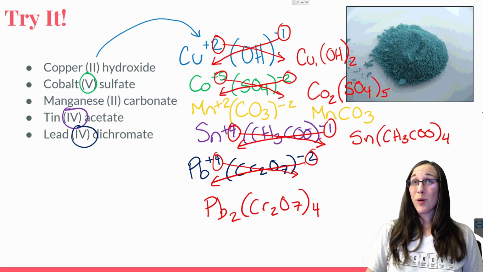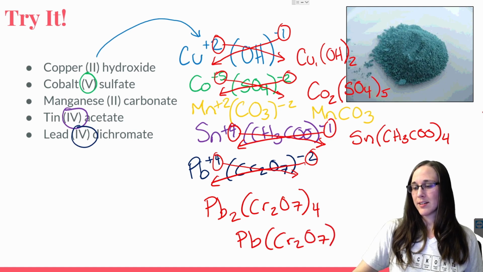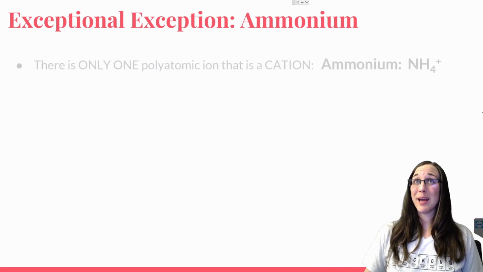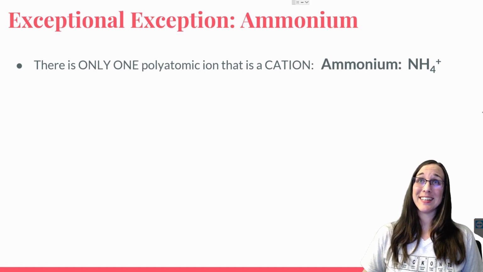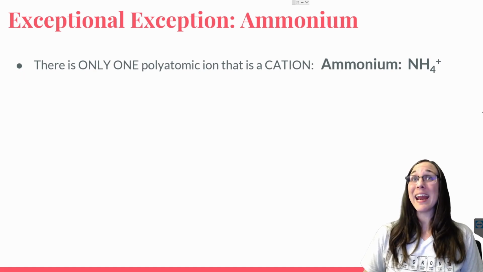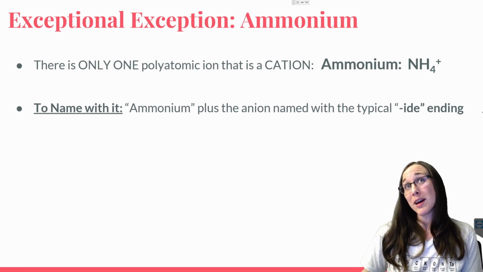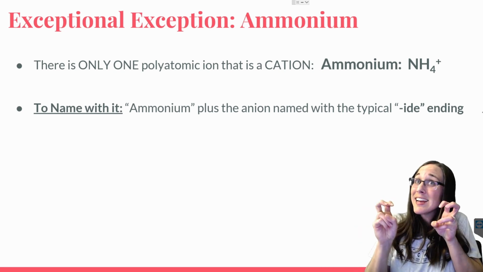Now, just as before, we could reduce that down and we could say, oh, that's actually PbCr2O7. Now, I've mentioned ammonium being an exception a few times, but here it is officially. The one and only polyatomic cation is known as ammonium, NH4+1. And to name it, we're always going to have ammonium as our first cation, and then the anion is going to end in "ide" as usual.